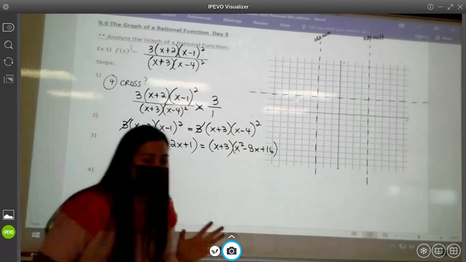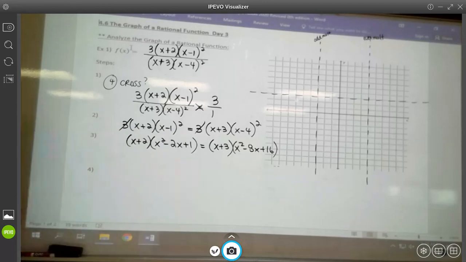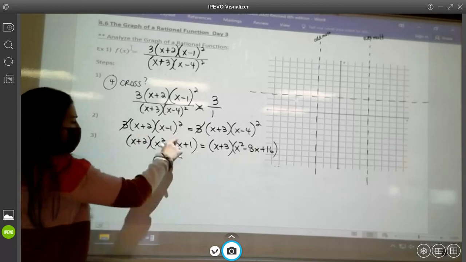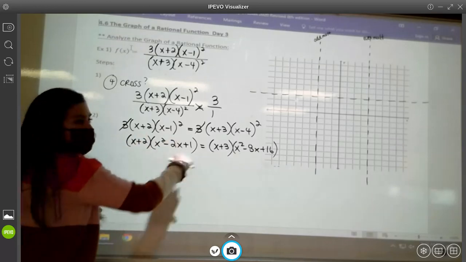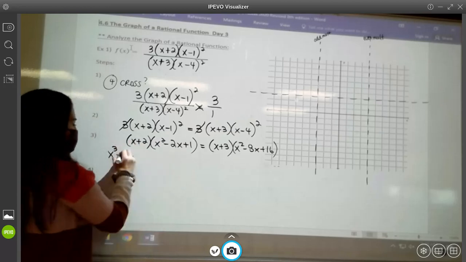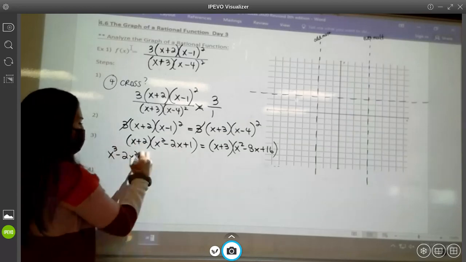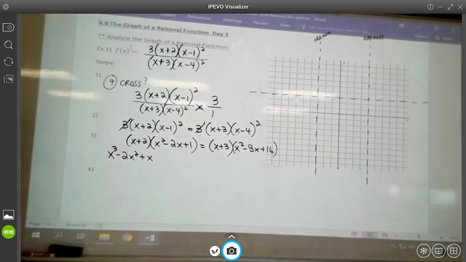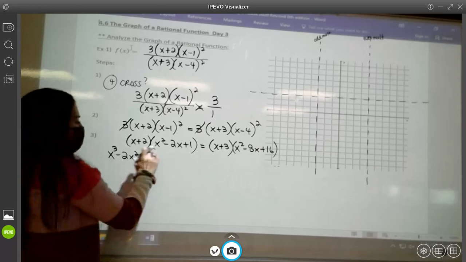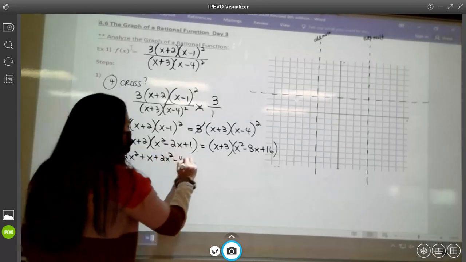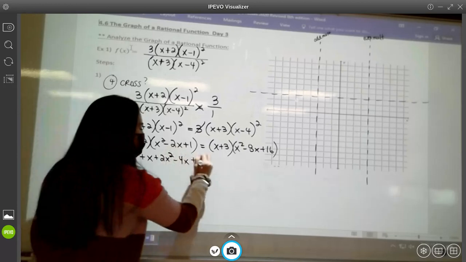Everybody okay? We're all right? Yes? All right, just some algebra here, some heavy-duty algebra. Now I'm going to multiply these together by distributing my x and then distributing my positive 2. So I'm going to get x to the third minus 2x squared plus x. That's me distributing the x to everything in the second parenthesis. Now I'm going to distribute the 2. 2x squared minus 4x and then plus 2.